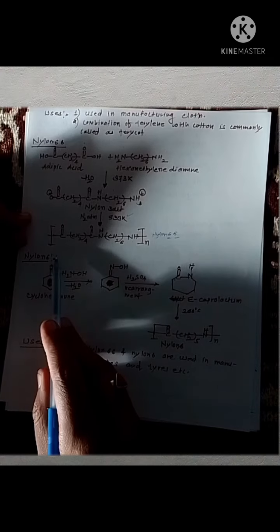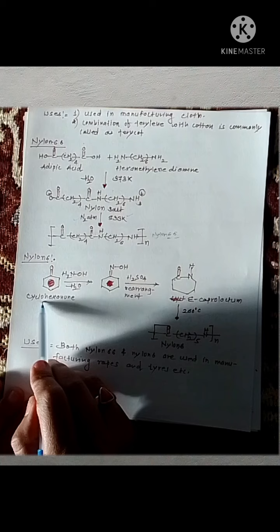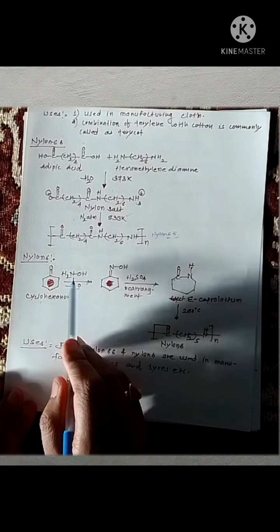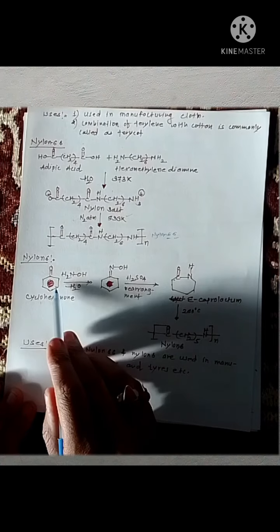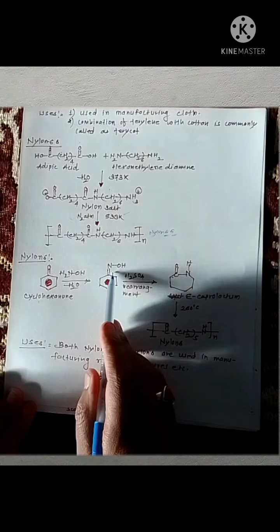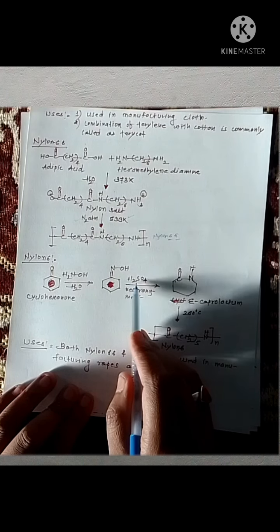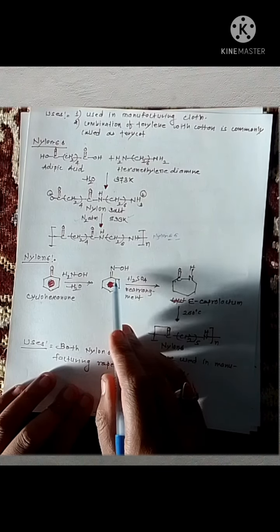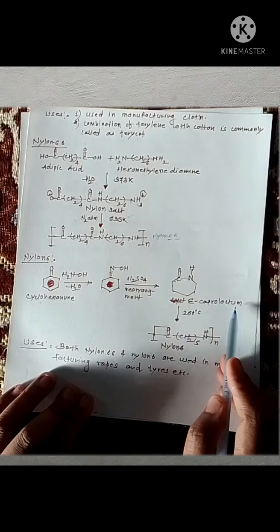Now how is nylon 66 prepared? So nylon 6 is prepared from cyclohexanone. First cyclohexanone is reacted with hydroxylamine, so a water molecule goes out and we get the oxime of cyclohexanone. The oxime is then reacted with concentrated H2SO4. In the presence of concentrated H2SO4, this oxime gets rearranged into epsilon caprolactam.